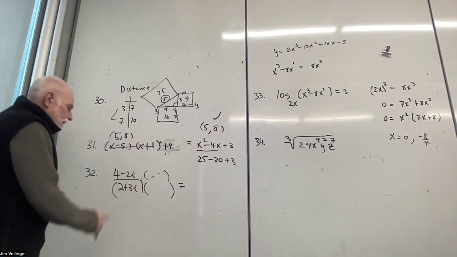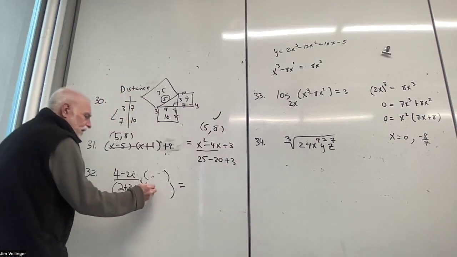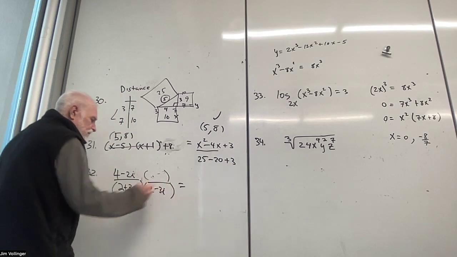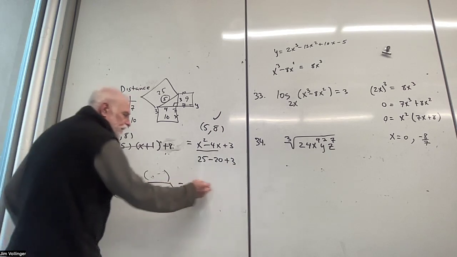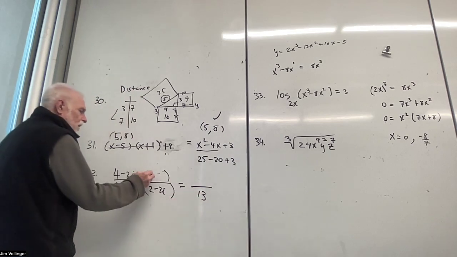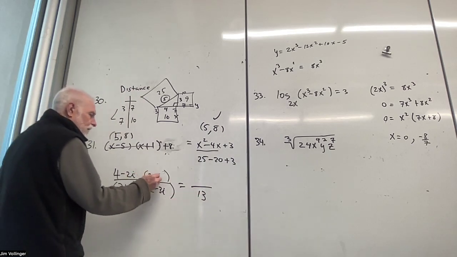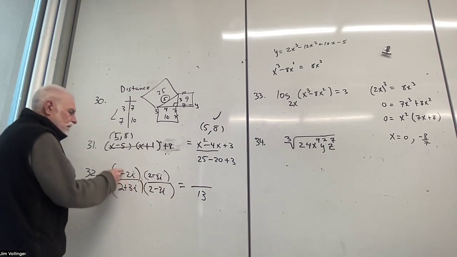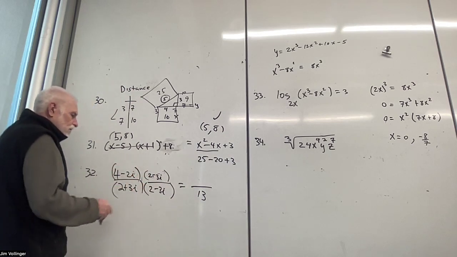Moving on. 2 plus 3i gets multiplied by 2 minus 3i, and you should at this point see that 4 and 9 make 13. Go ahead and do it out. You should get 13. I'm multiplying this fraction by 1, so I'm not changing the amount of this fraction. I'm changing the way it looks.